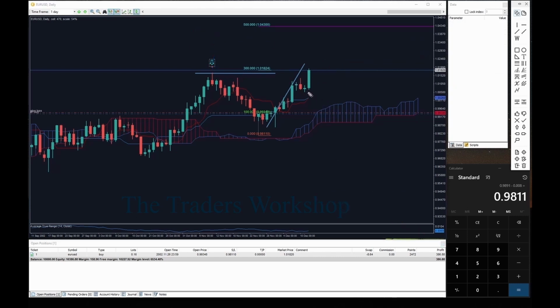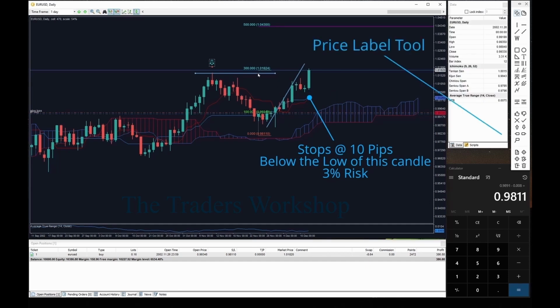This time, with a very tight stop, just 10 pips below the low of that candle, and a 3% risk from our equity. Let's delete these drawings to clear our chart. And let's find out the low of this candle, and calculate where our stop will be, and then execute our order objectively. By using this price label tool, we can easily find the low of this candle.